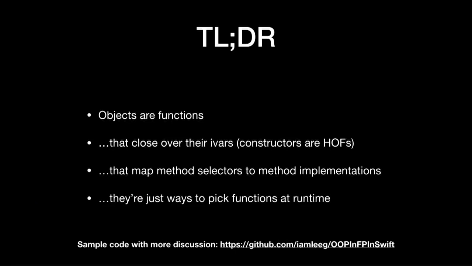So in summary, an object is just a function. It closes over the instance values that were passed by its constructor. It maps method selectors to method implementations. All that an object is, is a way to pick functions at runtime. So we can build objects out of functions in Swift, and indeed did so in 18 minutes.